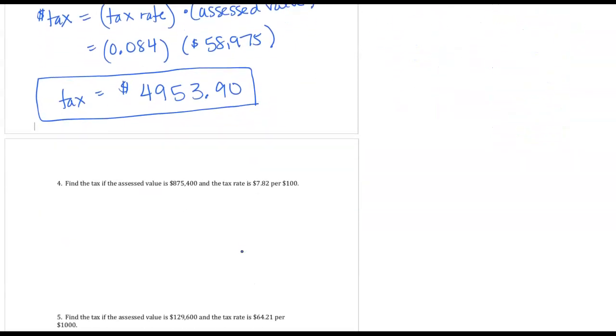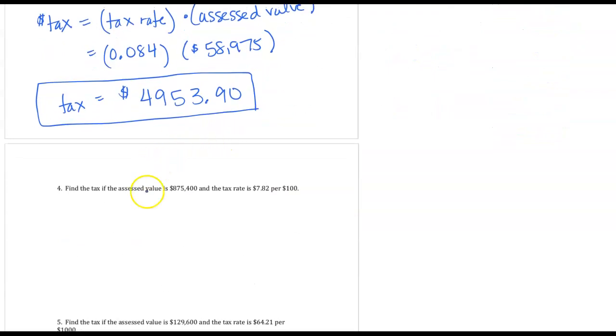Question 4. Find the tax if the assessed value is $875,400. Only this time they're telling us the tax rate in a different way. They're telling us the tax rate is $7.82 per 100. I'm going to write that as a fraction. $7.82 per $100. Remember that fraction bar means divide.